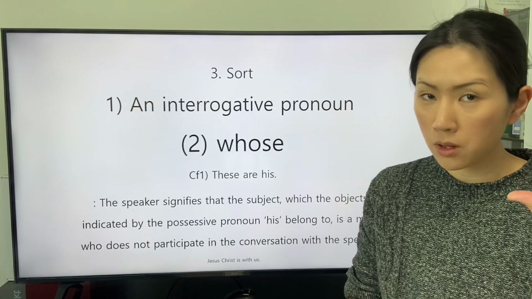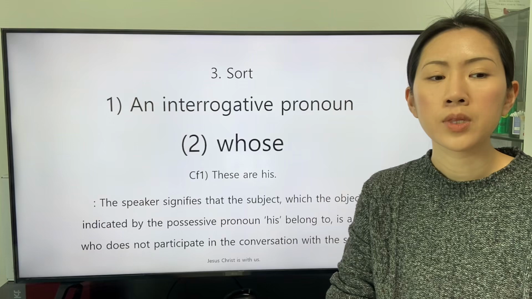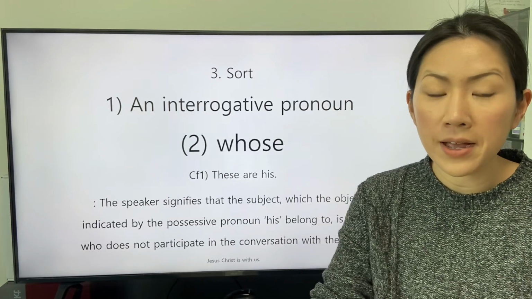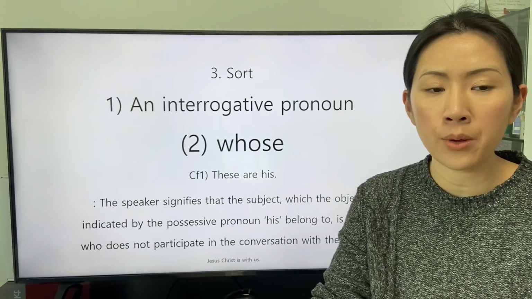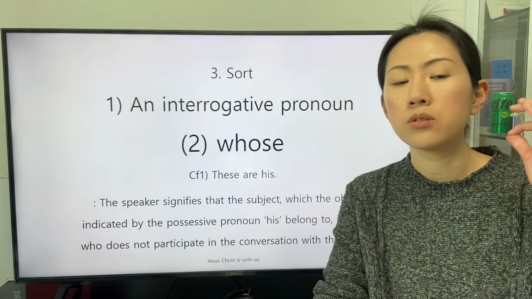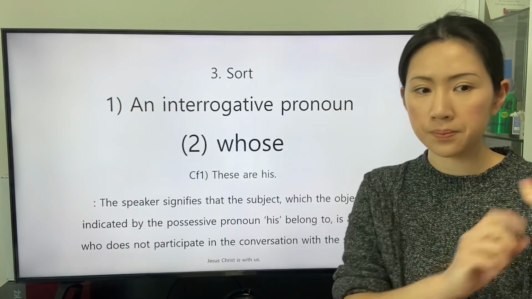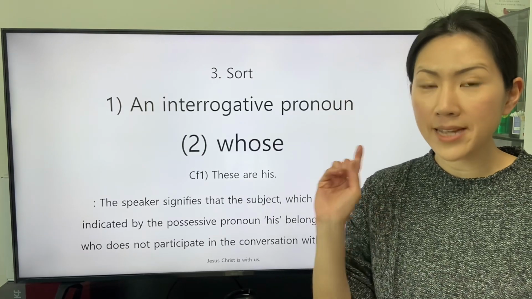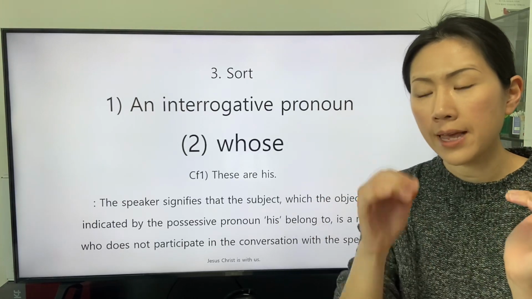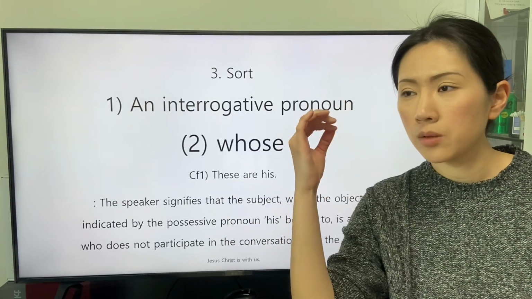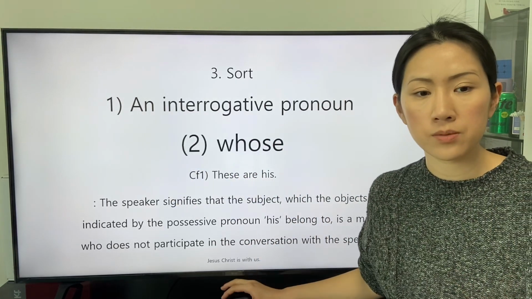One of the responses is stated in the first sentence. The speaker signifies that the subject which the object indicated by the possessive pronoun his belongs to is a male who does not participate in the conversation with the speaker. The possessive pronoun his indicates an object that belongs to a male who does not participate in the conversation with the speaker and the listeners.